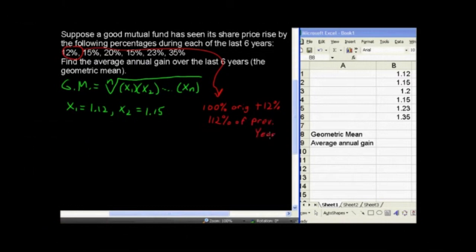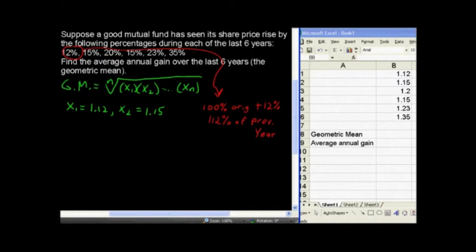So that is actually the number that we're looking at when you see these percent growths. If something were $100 and it increased by 12%, you wouldn't say it was just $12. You would say the new amount was $112, so 112% of the previous. Okay, so we will use these decimals.